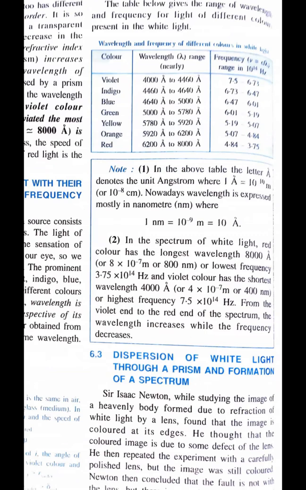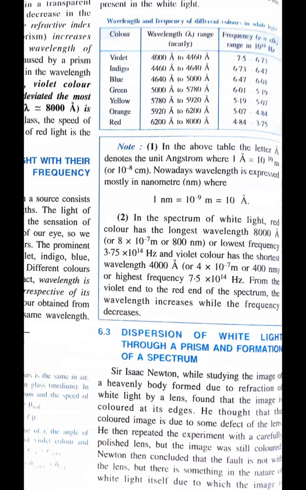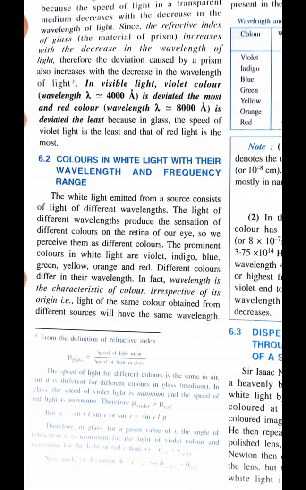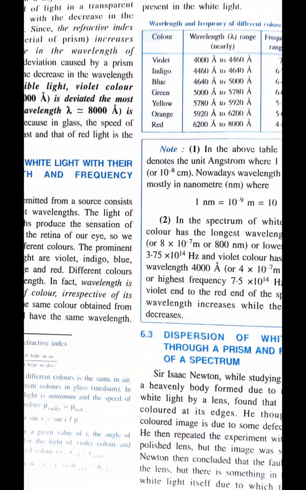Is 3.75, so the speed will be more. Just a second. Look here at what is written: the speed of violet light is minimum and the speed of red light is maximum. Yes, violet's speed will be less, and red's speed will be maximum.